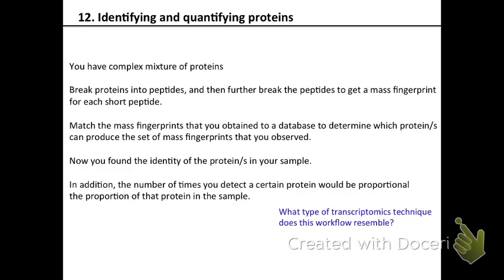You know how we talked about annealing the reads based on the sequence? Right now, what you're doing is you're taking the peptide sequence instead of DNA or RNA and matching it back to the genome and finding out which protein and which region of the protein does that match. Does that make sense? All right, good.